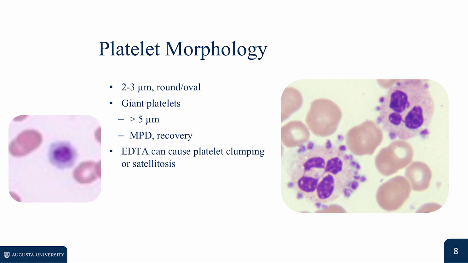On a standard Wright-stained smear, mature platelets appear as small, anucleated round or oval structures measuring 2 to 3 micrometers with fine purple granules. However, under rapid turnover conditions or in myeloproliferative neoplasms, you may observe giant platelets exceeding 5 micrometers in diameter, which approach or exceed the size of normal red blood cells.